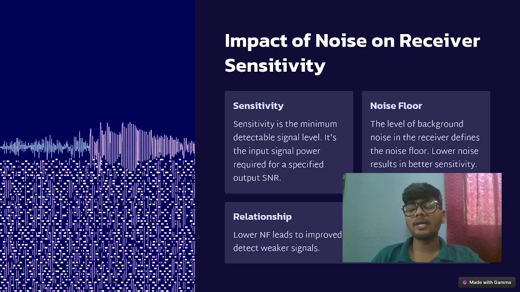Impact of noise on receiver sensitivity. Sensitivity, noise floor and relationship. The first one is sensitivity. Sensitivity is the minimum detectable signal level. It's the input signal power required for a specified output SNR. And then noise floor: the level of background noise in the receiver defines the noise floor. Lower noise results in better sensitivity. And then relationship: lower NF leads to improved sensitivity, allowing the receiver to detect weaker signals.